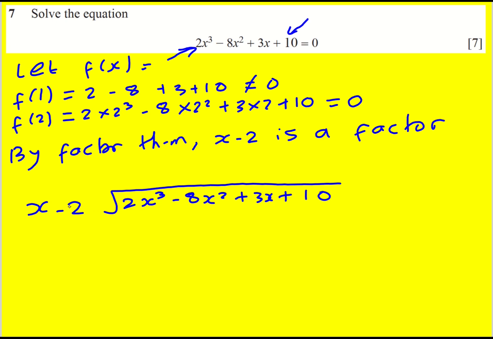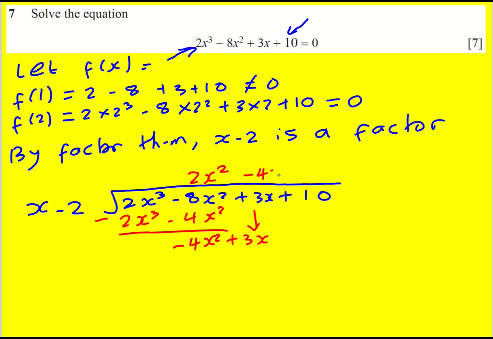We take the first term and we divide it by x, which is going to give me 2x squared. And I multiply back through by the x minus 2, 2x cubed minus 4x squared. Subtract them. Minus 8x squared minus minus 4x squared is going to give me minus 4x squared. Bring the 3x down. Okay, and then x is into this, so we get a minus 4x.